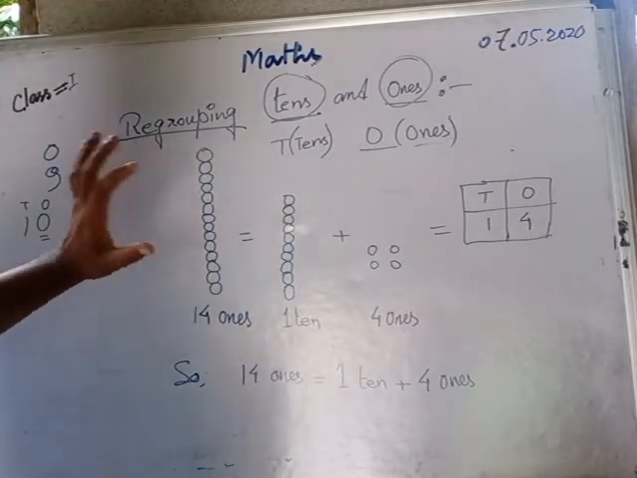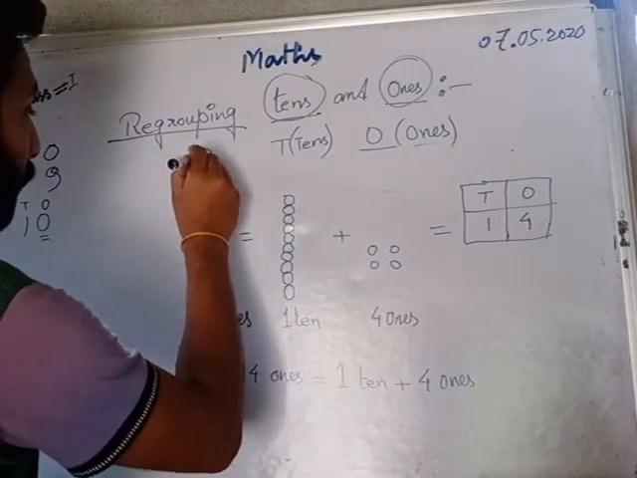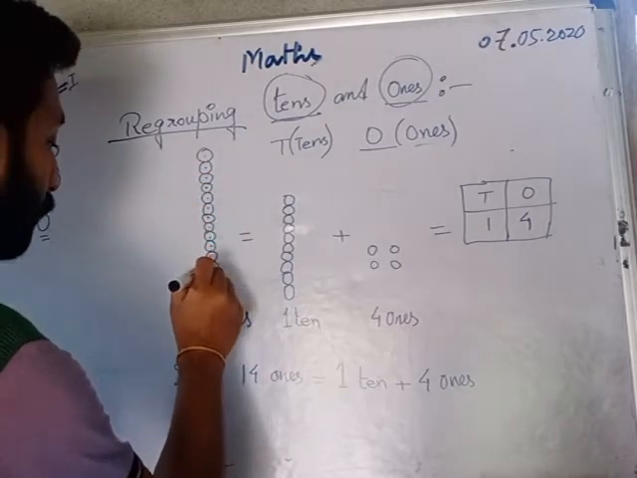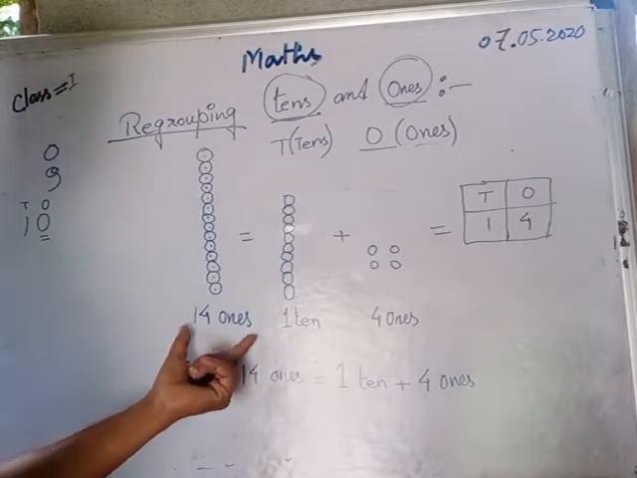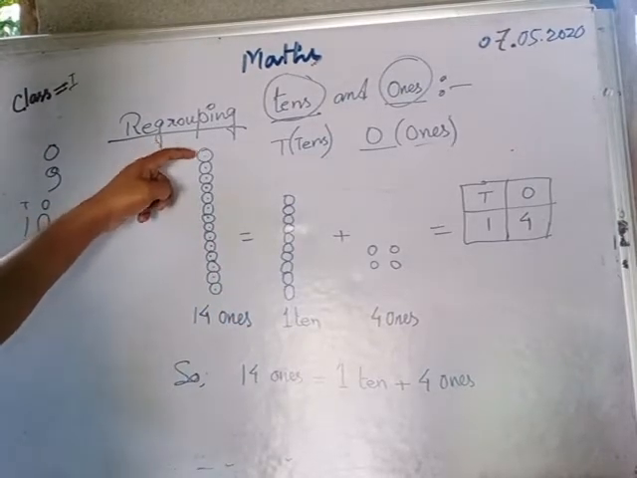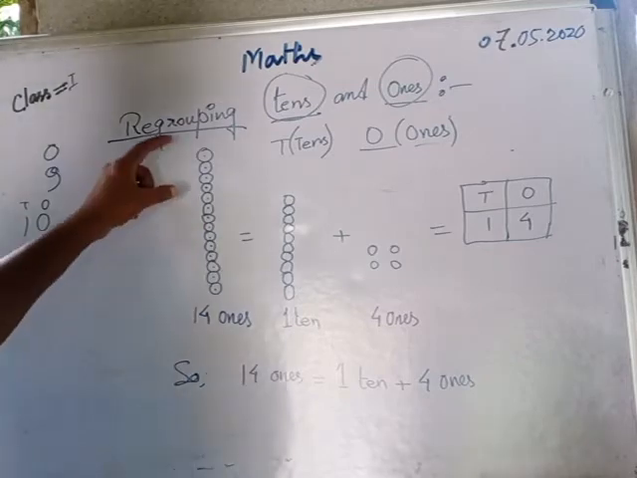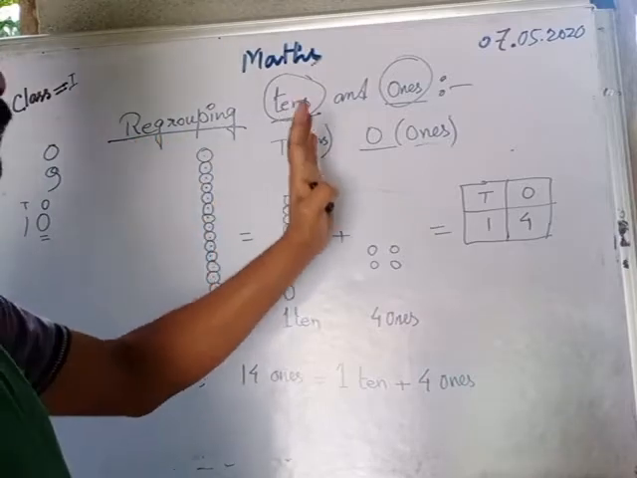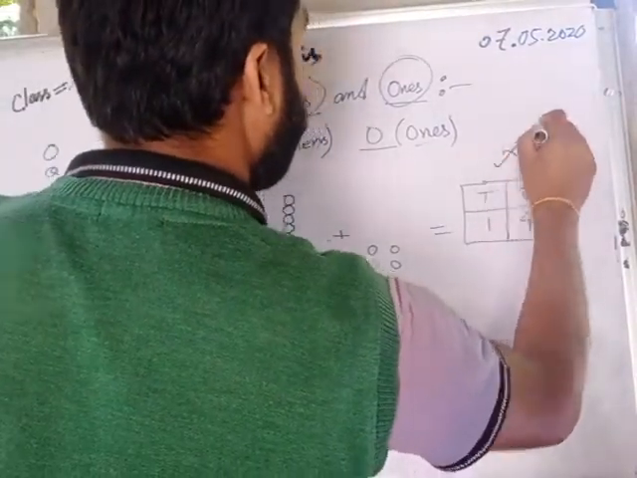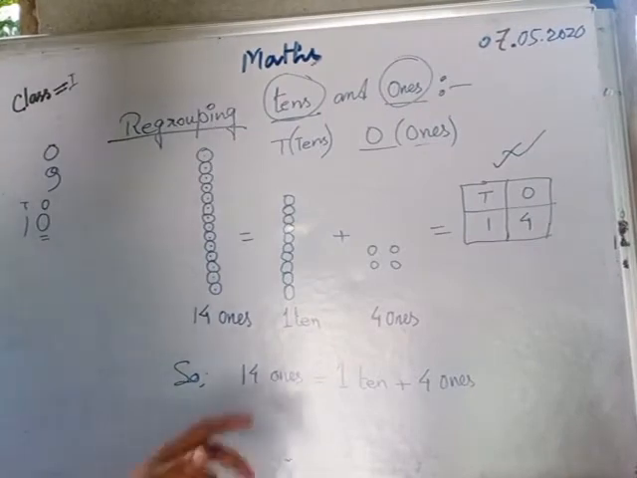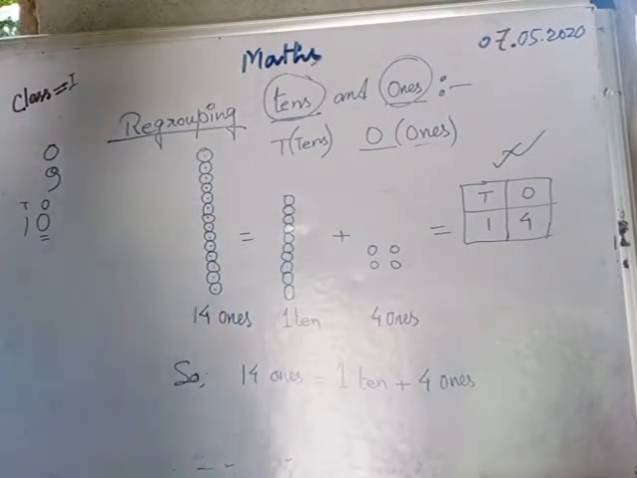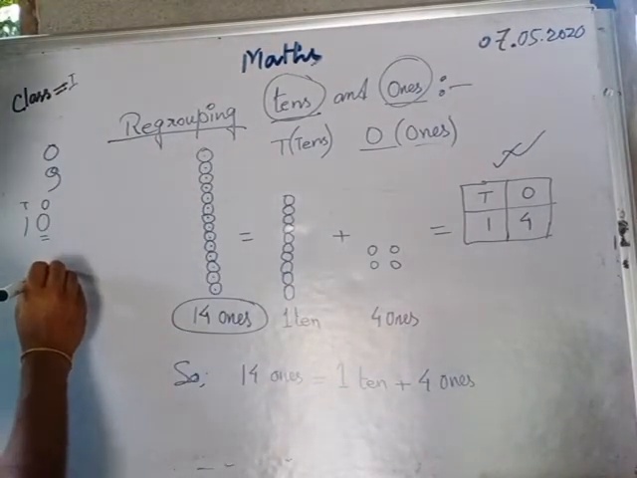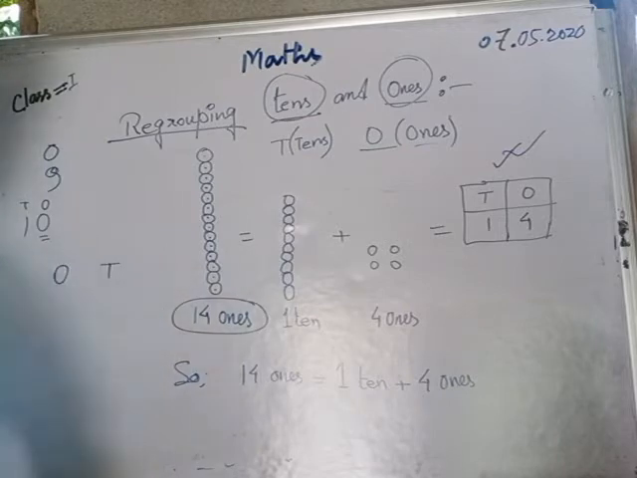If it is 14, count the number of circles: 1, 2, 3, 4, 5, 6, 7, 8, 9, 10, 11, 12, 13, 14. So we should write here 14 ones, because each and every circle is one. That means 14 ones. After that, we should go and replace it to the place value. That means 14 ones, we should divide it into ones and tens.